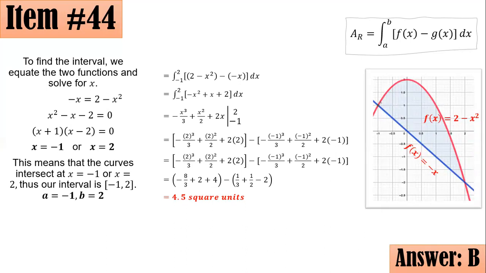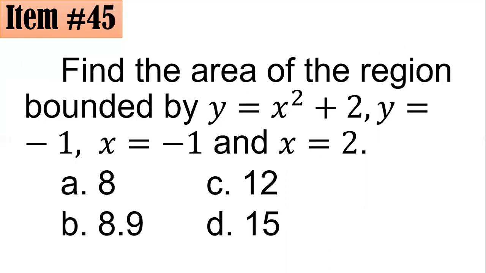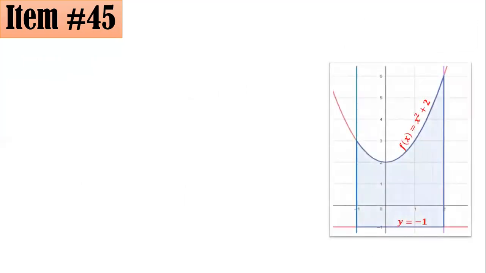Okay, number 45. Find the area of the region bounded by y equals x squared plus 2, y equals negative 1, x equals negative 1, and x equals 2. So, is it 8, 8.9, 12, or 15? So in this case, it's good if we graph them first. This is how the graph looks like.